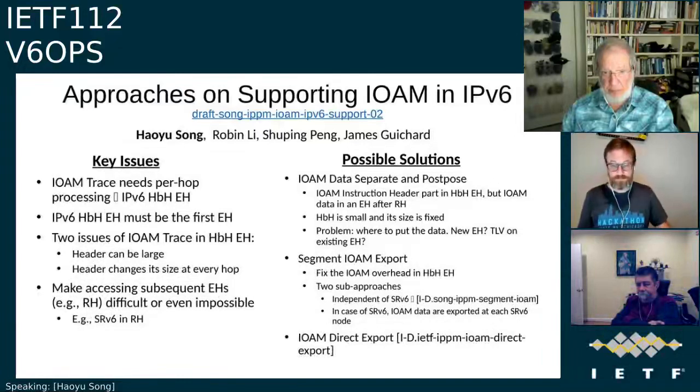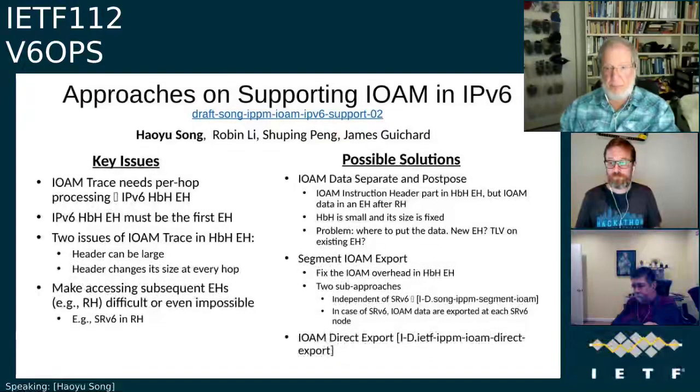Once we reach that limit, we will export data and clear the data part and start over again. This way, we can keep the header size fixed. The third, we can use the IOM direct export option, which means it's postcard based. We don't collect data in the header. We only directly export data out of the forwarding plane. So the packet header size will be fixed.